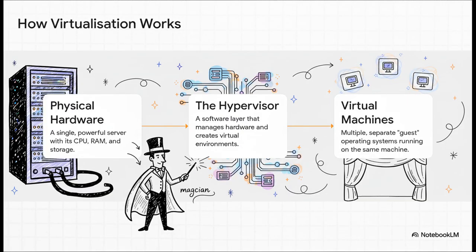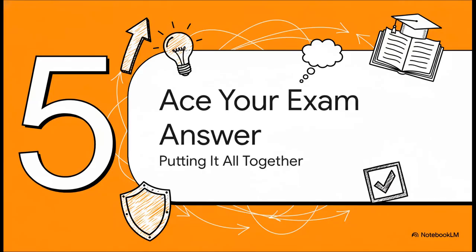Well, on this slide, you can see the 3 layers. You start with your physical hardware, your actual server. Then, you install a special piece of software called a hypervisor. Think of the hypervisor as the magician. Its whole job is to slice up the real hardware resources and create multiple, totally independent virtual environments. And each one of those environments is called a virtual machine, or VM. It's the illusion. Each VM thinks it has its own dedicated computer, but really, it's all just an illusion perfectly managed by that hypervisor.